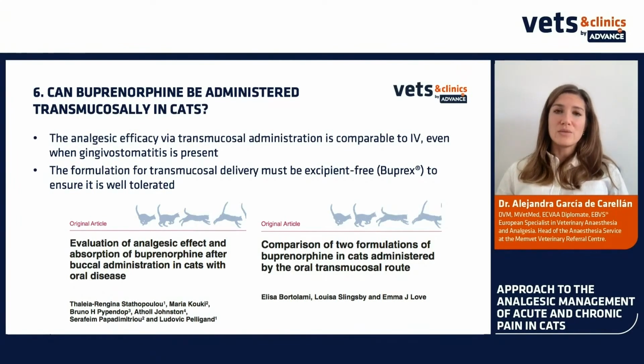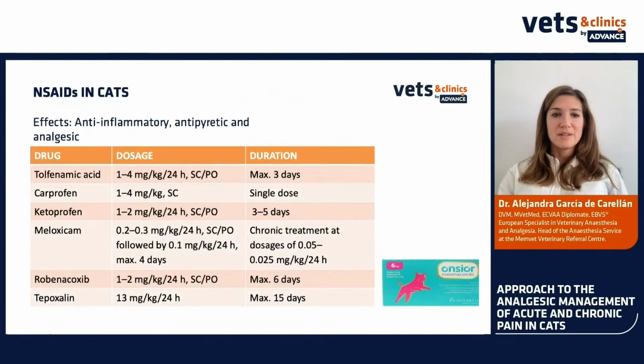However, the formulation for transmucosal delivery must be without excipients. It should be excipient free. So not the Bupac or the multi-dose vial, because the excipients, the preservatives, may have a bitter taste and the cat may not like it. So if you want to ensure that it's well tolerated, the buprenorphine should be excipient free.